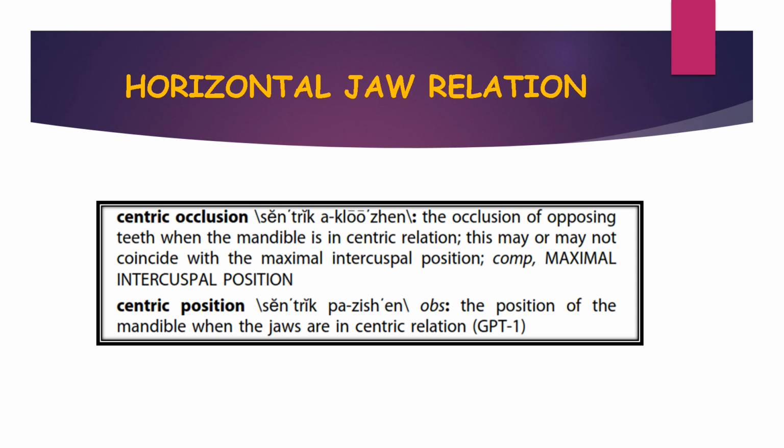And finally, the terms related to horizontal jaw relation. First one is the centric occlusion. What is it? The occlusion of opposing teeth when the mandible is in centric relation. This may or may not coincide with the maximal intercuspal position. What is centric position? The position of the mandible when the jaws are in centric relation.